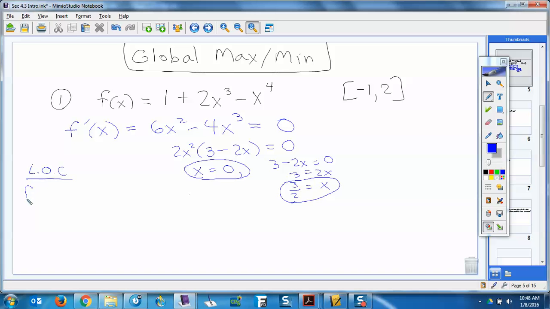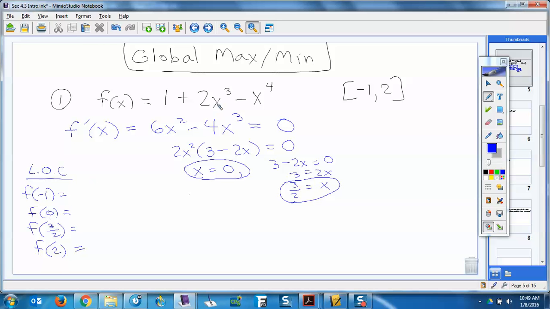So I come over here, so I'm going to do f of -1. I'm going to do f of 0. I'm going to do f of 3 halves. I'm going to do f of 2, right? Somebody got their calculators handy. We can help out here a little bit. Do the 3 halves one for sure. The other ones we can do pretty easily probably.